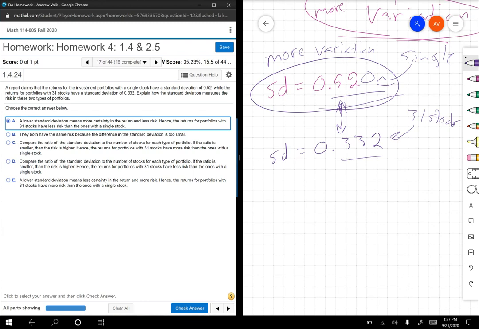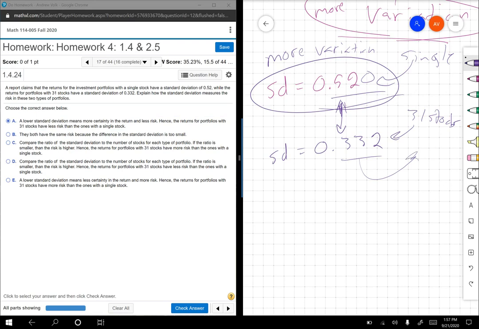Compare the ratio of the standard deviation to the number of stocks for each type of portfolio. If the ratio is smaller, the risk is higher. Okay. Hence, the returns for portfolios with 31 stocks have more risk than the ones with a single stock. I don't think that makes sense because it says that this one would have a higher variation, and it doesn't.